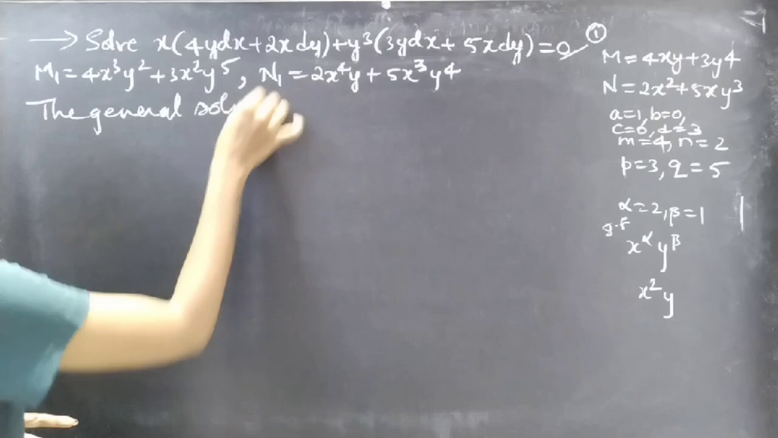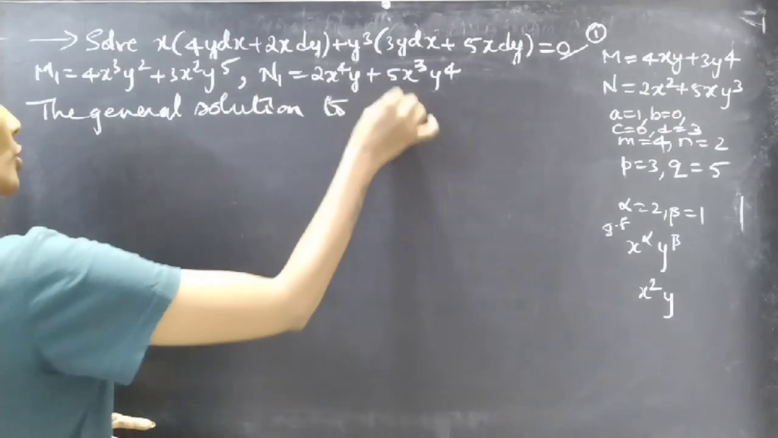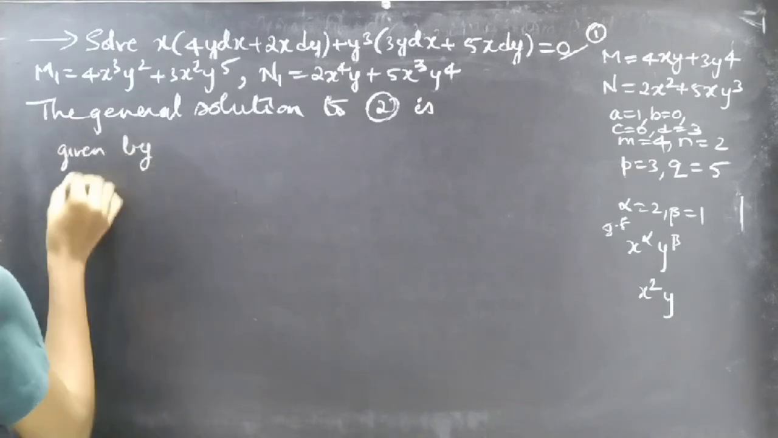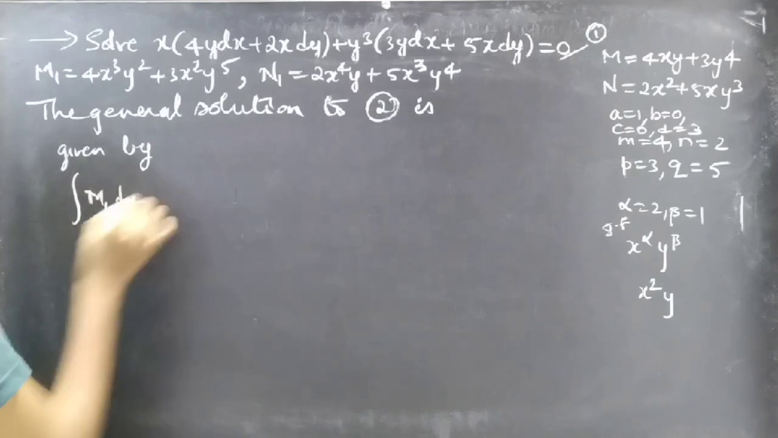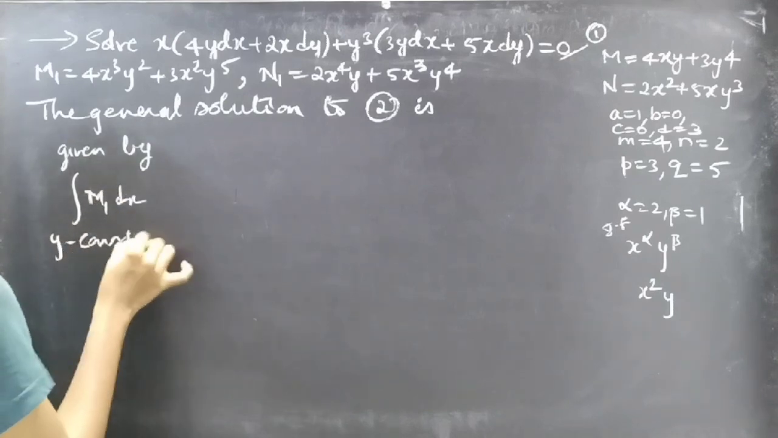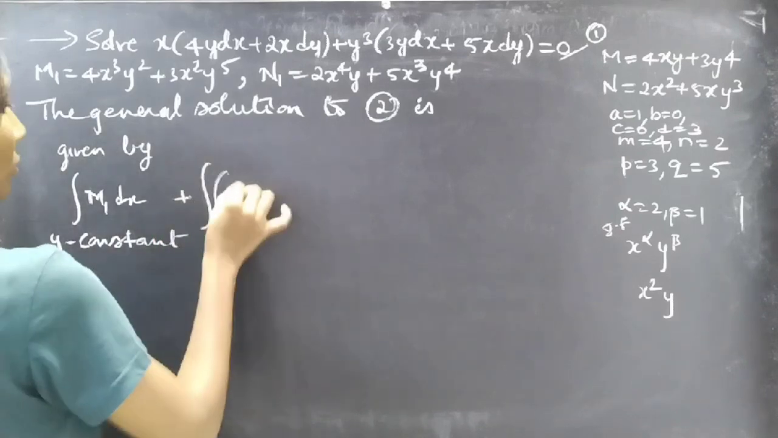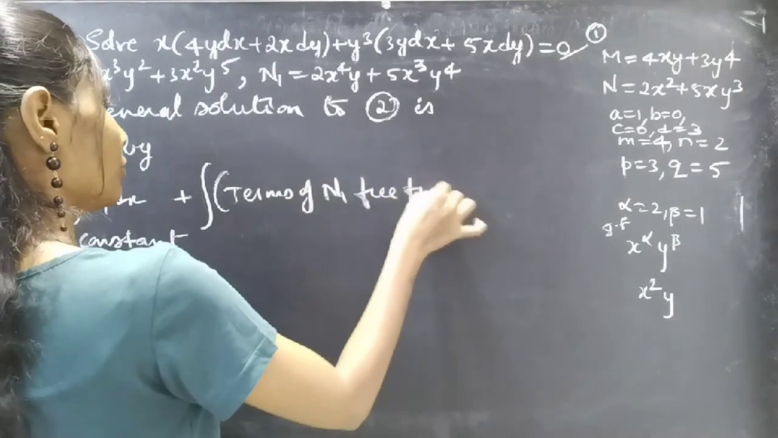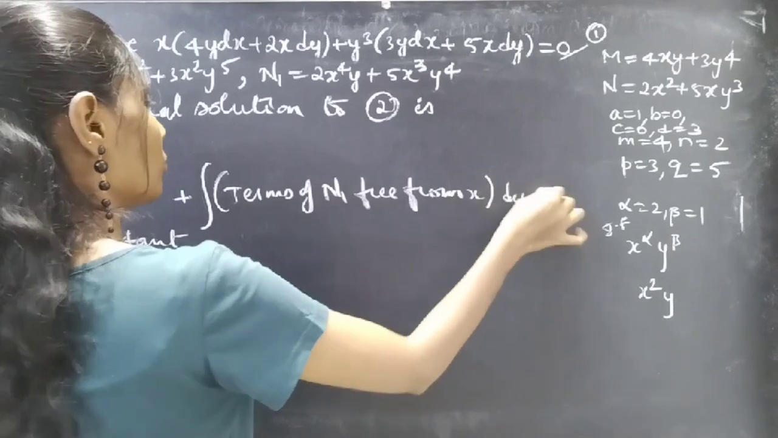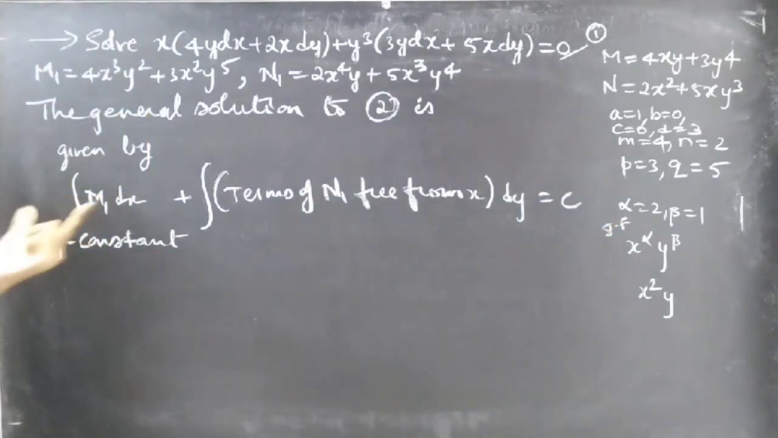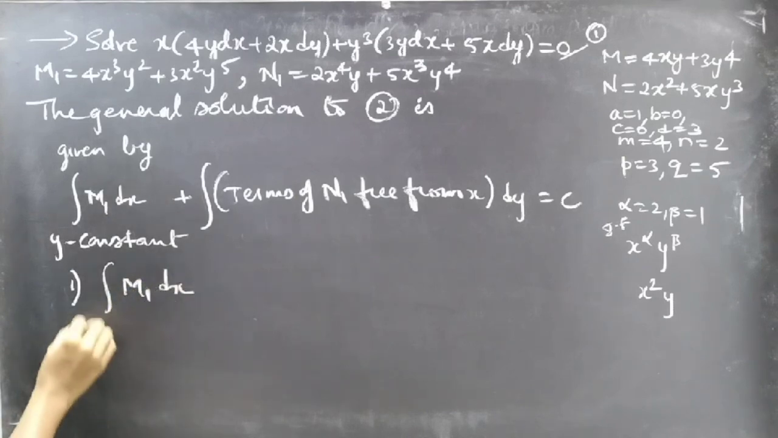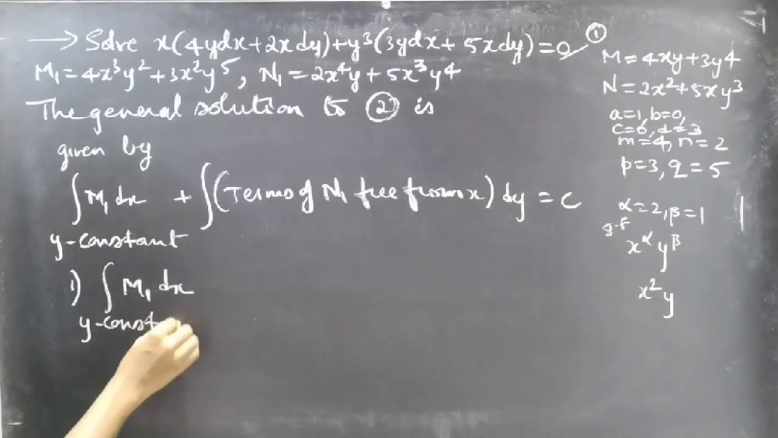The general solution to equation 2 is given by integral m1 dx, treating y as constant, plus integral of terms of n1 free from x into dy, equal to c. Okay, let's now evaluate the integrals separately. I'll begin with integral m1 dx, treating y as constant.